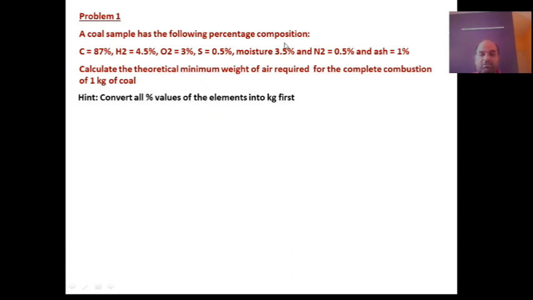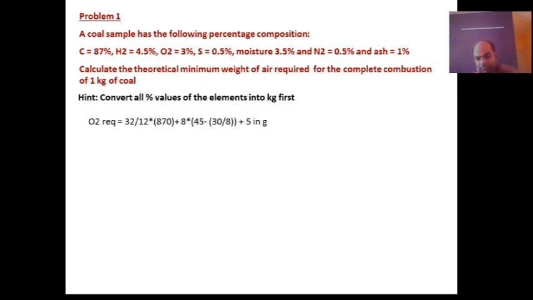Now what about these three parameters? Moisture is just water. Water will not be converted to anything, so it stays as it is. You don't require oxygen for moisture. Nitrogen also does not require any oxygen, and ash is an uncombusted substance, so this also does not require any oxygen. So you need to calculate the oxygen required only for these elements. How do you do that?